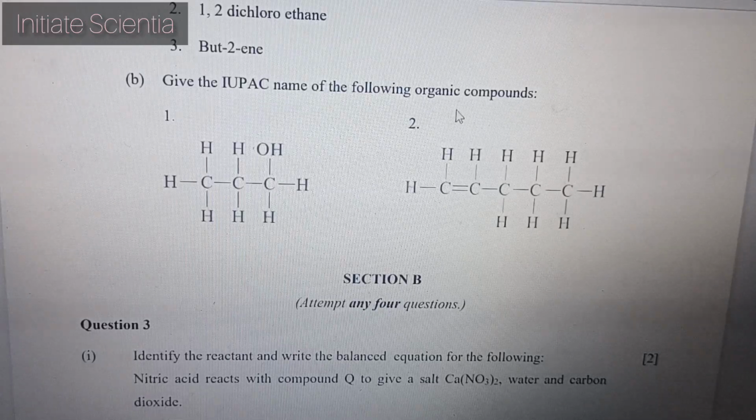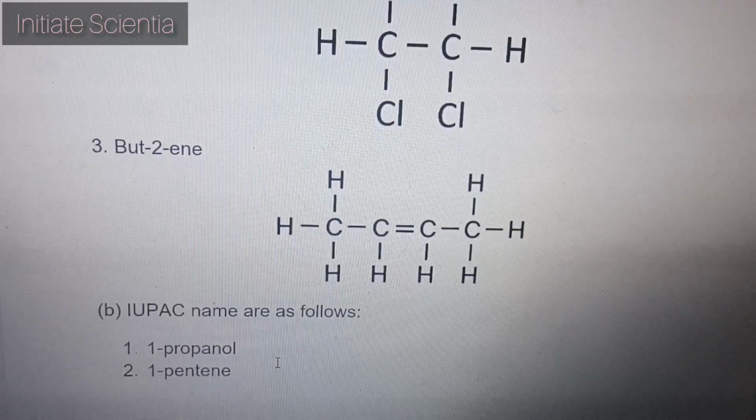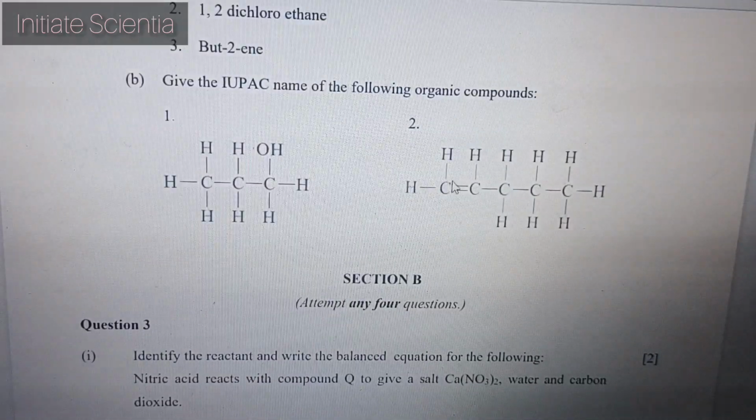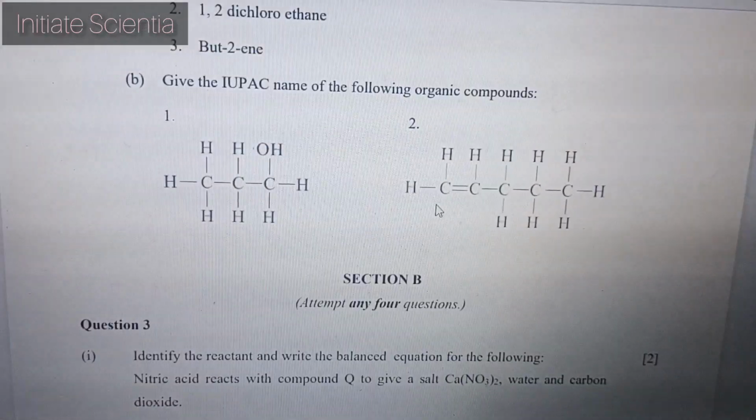Give the IUPAC names of the following organic compounds. One is 1-propanol and this is 1-pentene. Next, let's move on to section B.